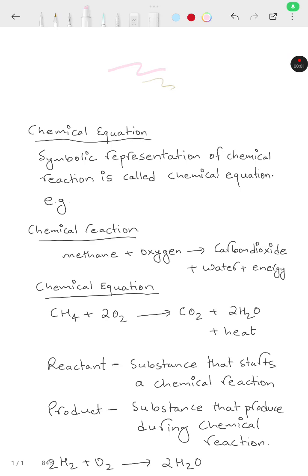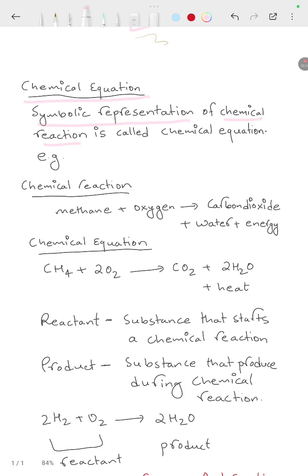Hello, good morning. We are going to discuss the topic of chemical equations. A chemical equation is a symbolic representation of a chemical reaction. A symbolic representation of a chemical reaction is called a chemical equation.